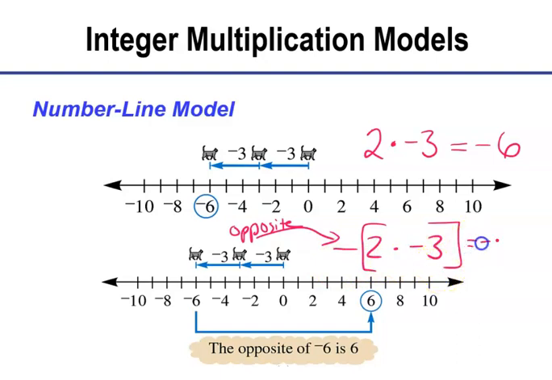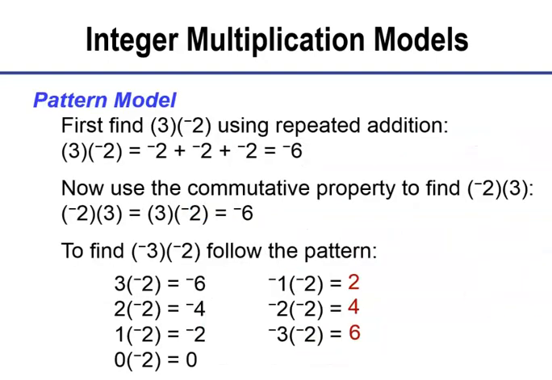would equal the opposite of negative 6, which is actually positive 6. Now we could also try to build a pattern model to come up with the answer. Our ultimate goal still is the strange problem of handling negative 3 times negative 2.